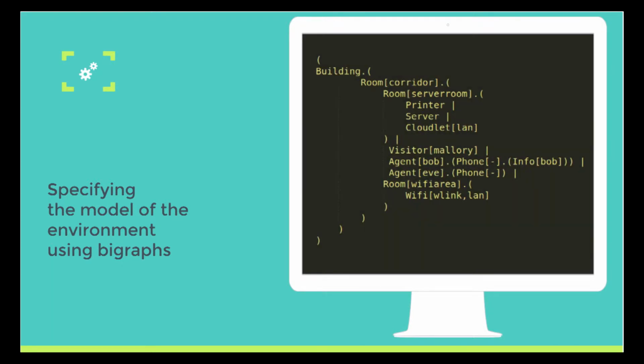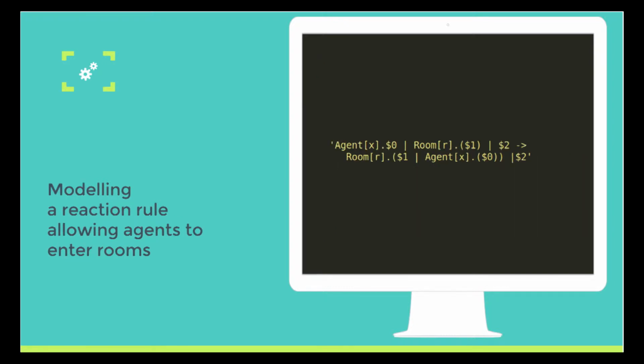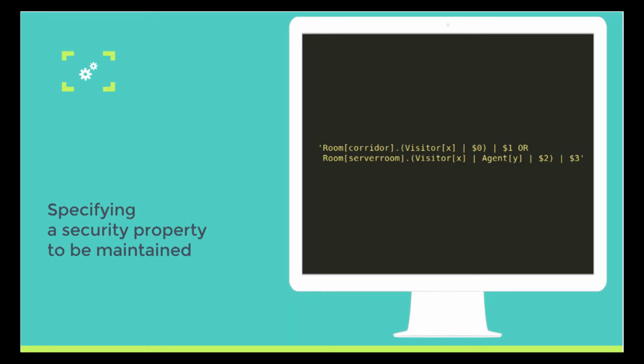Here is the bar graph model of the building, showing agents and assets contained in rooms. Bar graphs enjoy well-defined semantics of dynamic behavior expressed as a set of reaction rules, which rewrite portions of the model and thus allow reasoning about possible future configurations that are reachable from the current one.